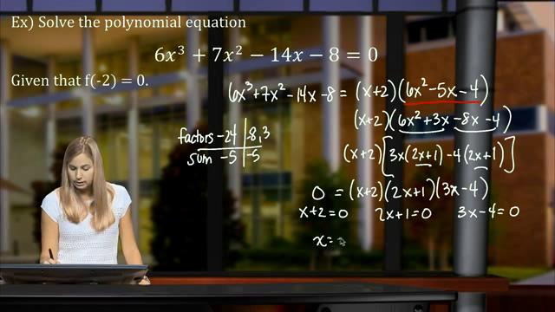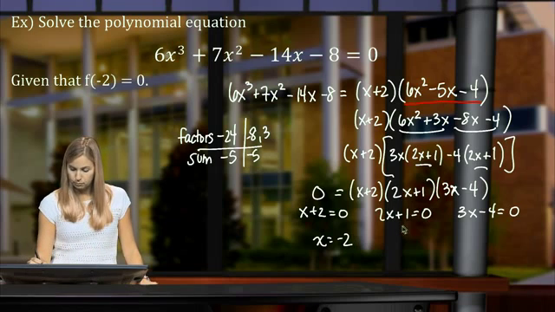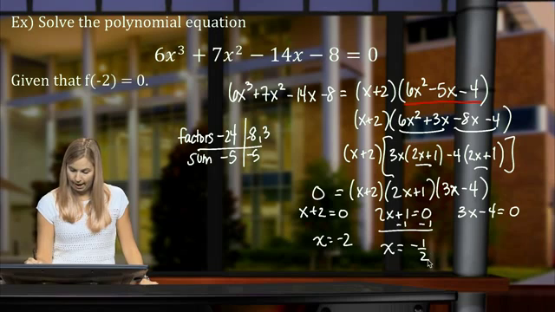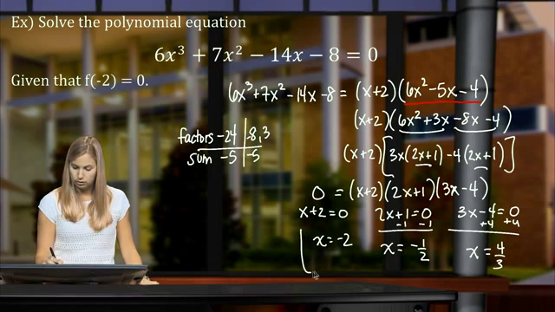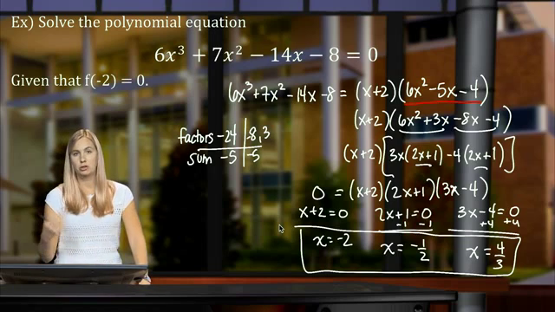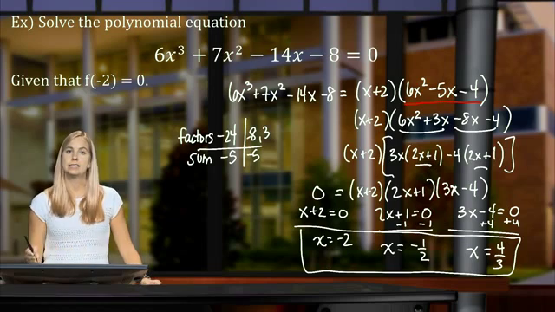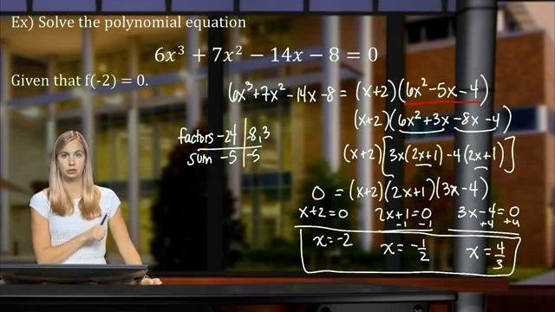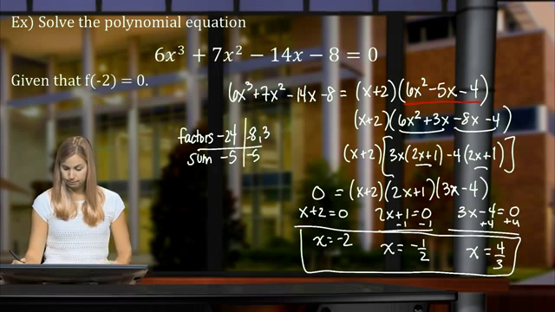We get x equals negative 2, which we already knew. That was the 0 that was given. x equals negative 1/2. And x equals positive 4/3. Those are the three zeros of this polynomial. So now we're just one step closer to graphing that, which we're not going to do here, but we see that this is how we can use solving polynomials to help us with graphing our polynomial functions.